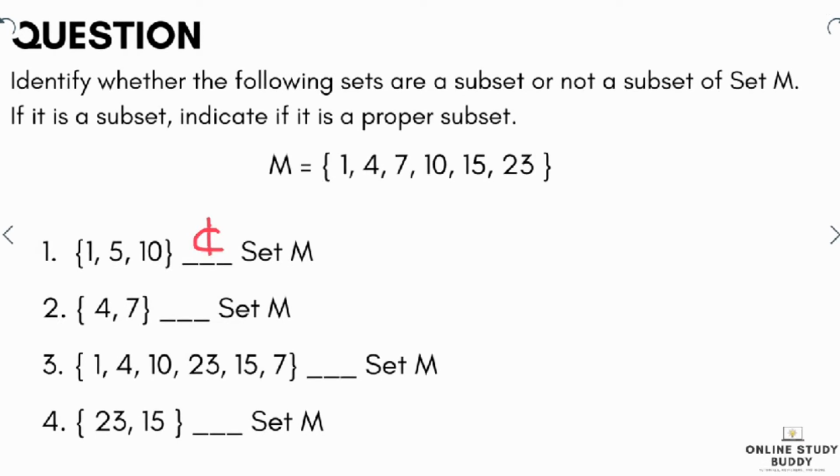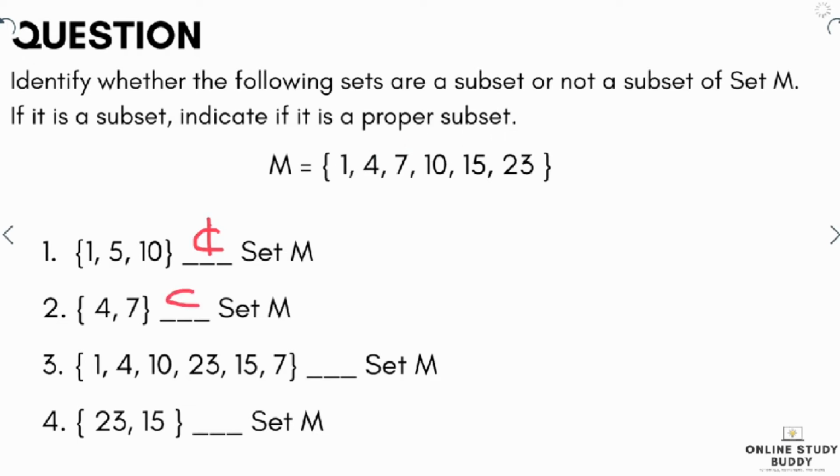Next item, it is a set that contains 4 and 7. So, both 4 and 7 meron sa set M, therefore, it is a subset of set M. We must indicate also if it is a proper subset or not. So, since it just contains some of the elements of set M, it is a proper subset.